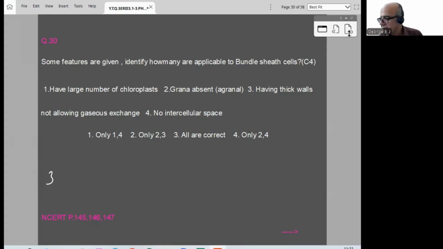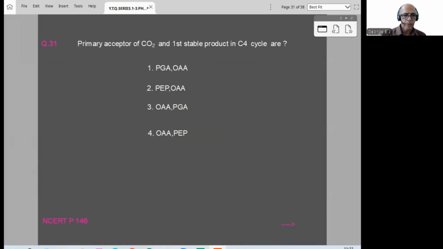Now coming to 31. The primary acceptor of carbon dioxide and first stable product in the C4 cycle are PEP and OAA, phosphoenol pyruvic acid and oxaloacetic acid. So 31, it is 2.